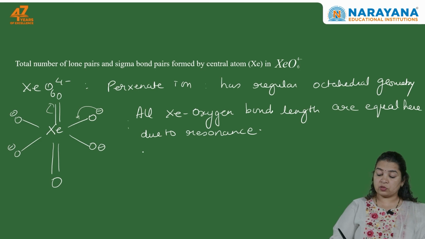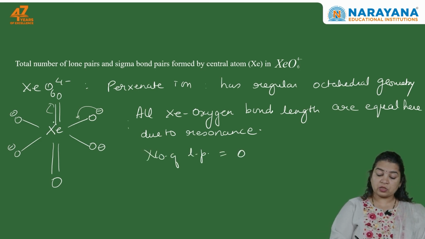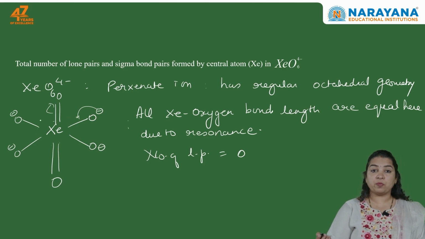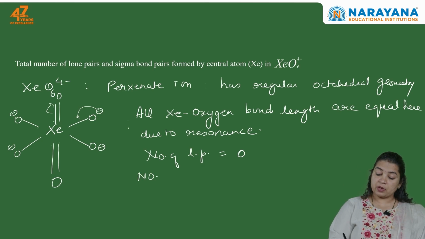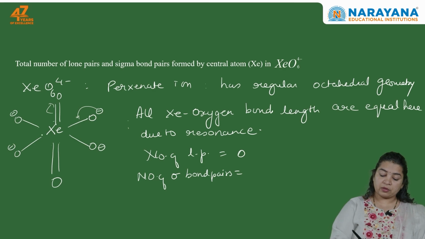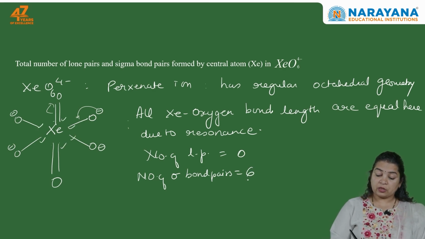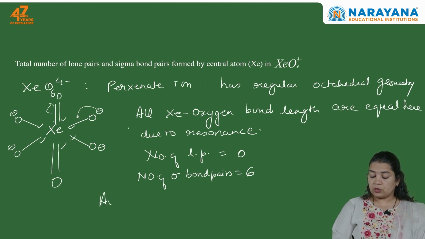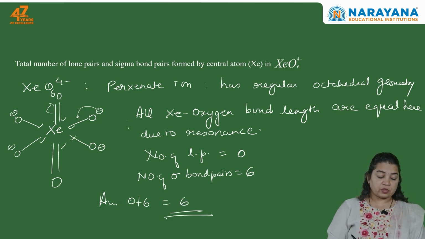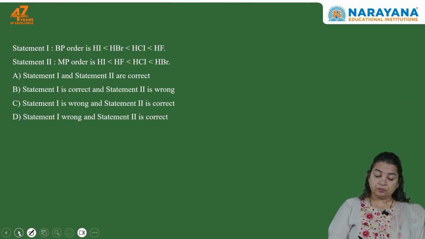Coming back to the question, how many lone pairs are there on xenon? 0, because it has formed 1, 2, 3, 4, 5, 6, 7, 8 bonds. There is no lone pair left. Then the number of sigma bond pairs: 1, 2, 3, 4, 5 and 6. The question is asking the total number of these two, so 0 plus 6 equals 6. The answer for this question should have been 6.